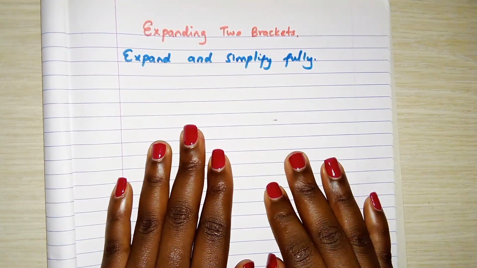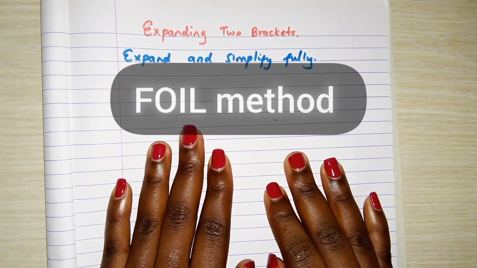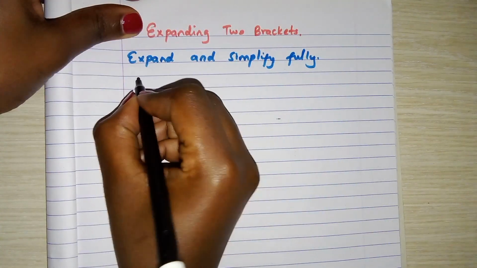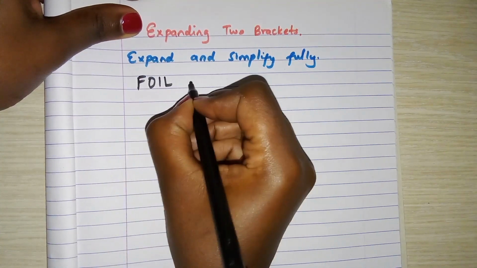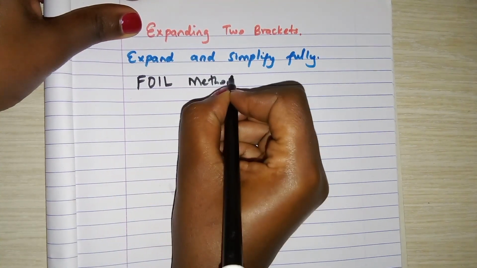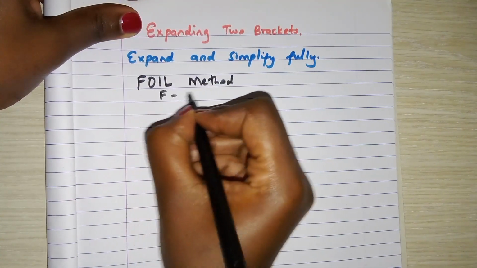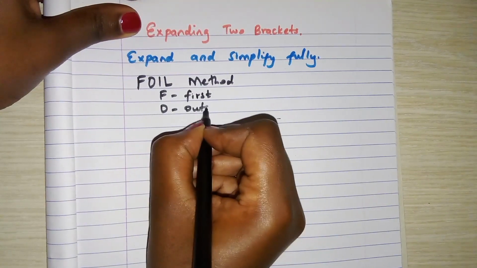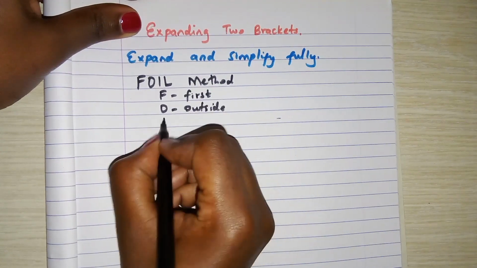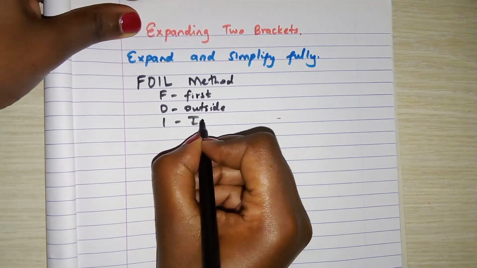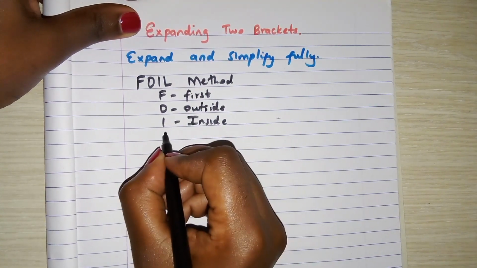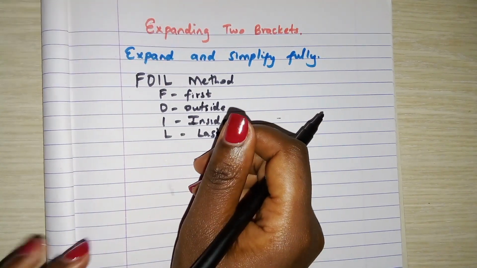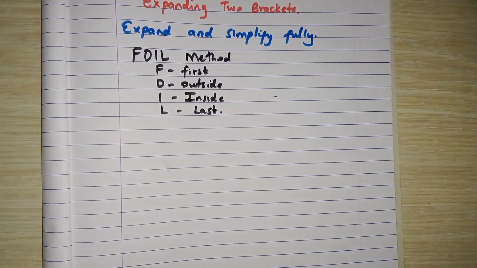So today we'll learn a very interesting method called FOIL, and the topic is on expanding brackets. The method you're going to use is the FOIL method. F stands for first, O for outside, I for inside, and then L for last. So let's write an example, then you'll be able to understand it better.